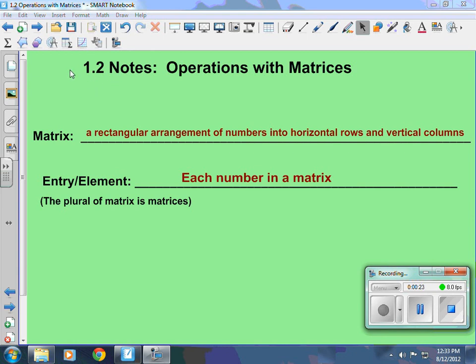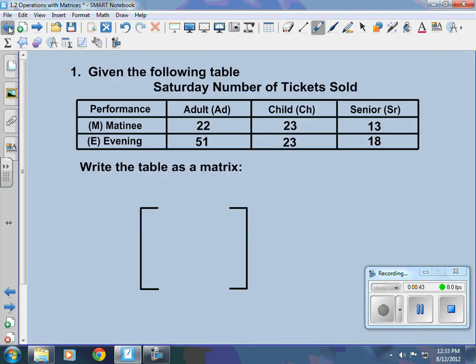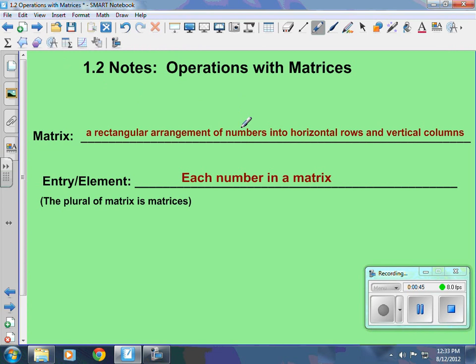If you copy down a definition and have no idea what it means, it's basically useless. So let's try to make sense of this definition. On this page, here's an example of a matrix. Notice how we have numbers that are organized into horizontal rows and vertical columns, which is our definition. So it's just numbers arranged into horizontal rows and vertical columns.